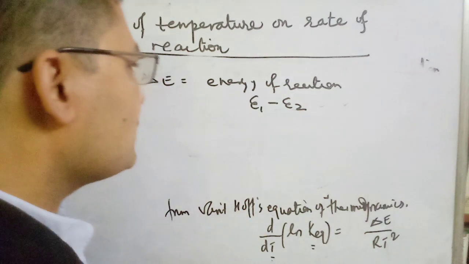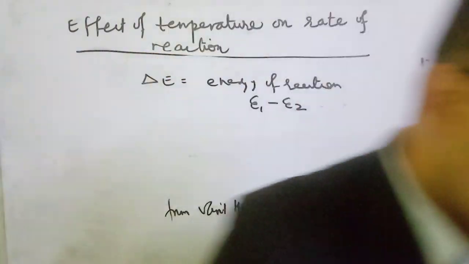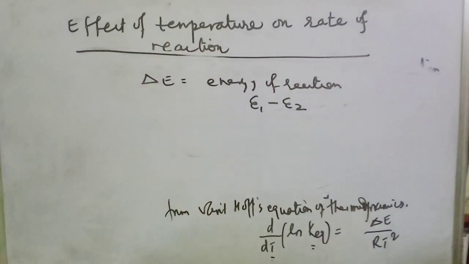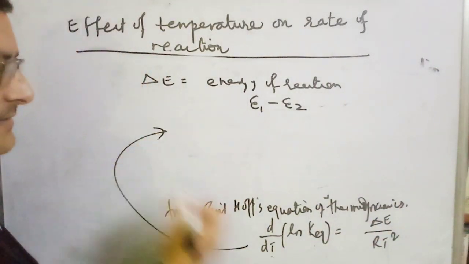So this is the Van 't Hoff equation. Let us use the Van 't Hoff equation of thermodynamics to prove the Arrhenius equation. You can simplify this Van 't Hoff equation to prove the Arrhenius equation. So let us see here. Okay, let's continue. Now we can derive some more ideas from here.